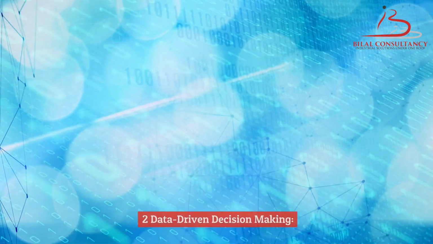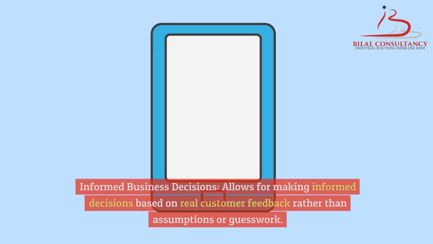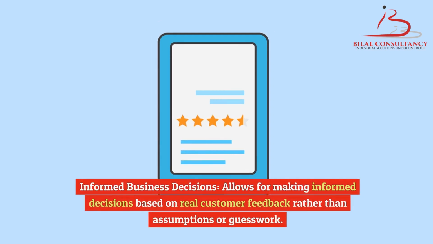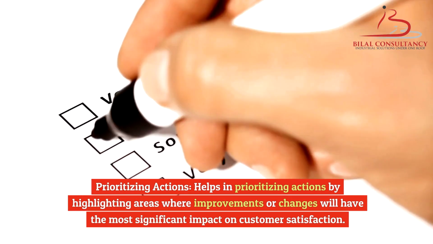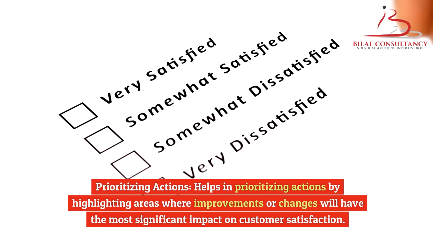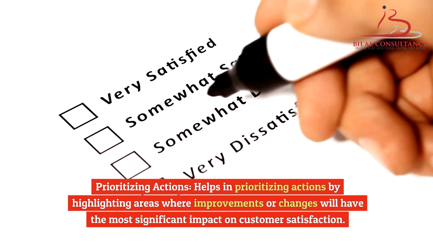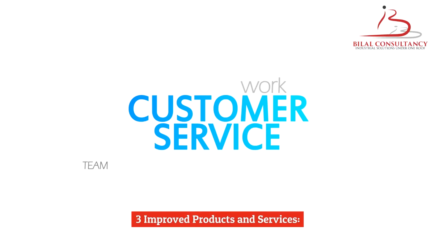2. Data-driven decision-making. Informed business decisions. Allows for making informed decisions based on real customer feedback rather than assumptions or guesswork. Prioritizing actions. Helps in prioritizing actions by highlighting areas where improvements or changes will have the most significant impact on customer satisfaction. 3. Improved products and services.